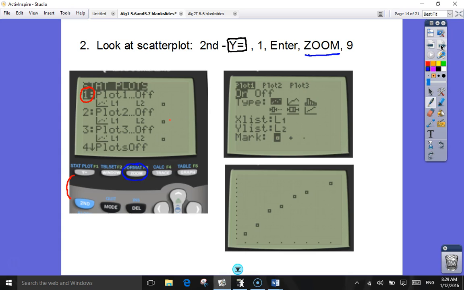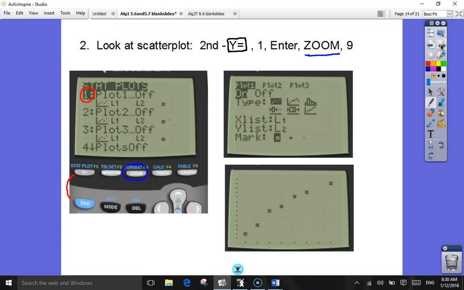Right? If you don't hit Zoom 9, if, for example, you just hit Graph, right? The graph is going to put it like right in the middle, so the origin is like right in the middle. Sometimes your numbers are like way off the screen. You won't even see them, right? If you hit Zoom 9, it's going to make your points right in the middle of the screen. Does everybody see a scatter plot that looks something like that?